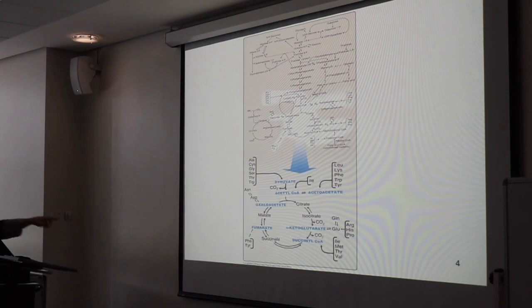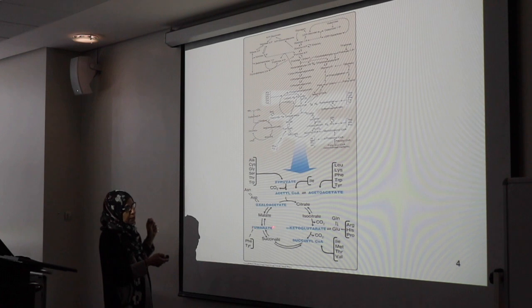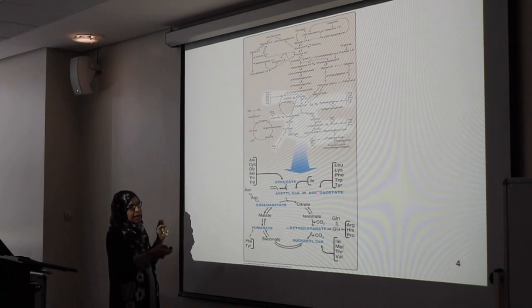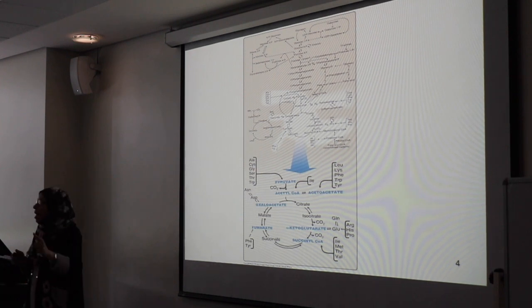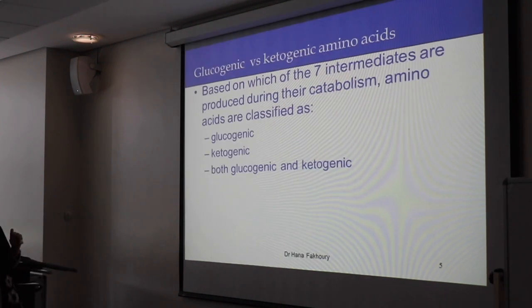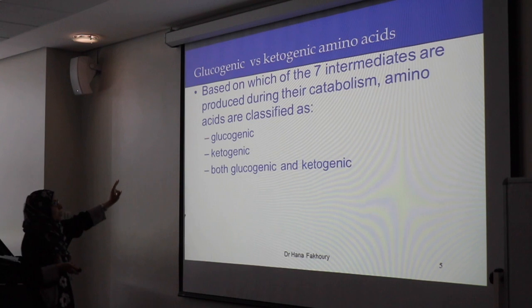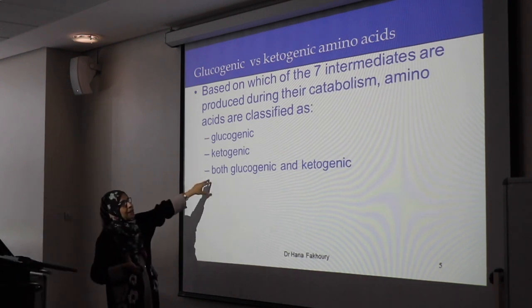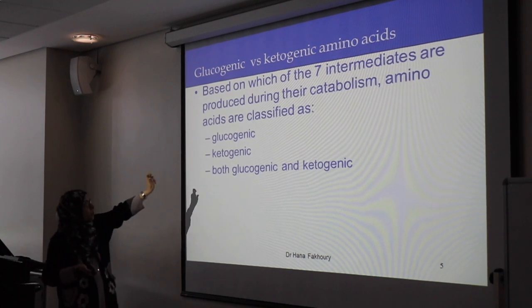Can you find another example of a molecule? Phenylalanine. Where is phenylalanine? It's here. It can give me fumarate, but it can also give me acetoacetate. So phenylalanine is both gluco and ketogenic. Tyrosine is another example. We will come back to them later, but this is the classification depending on what is the end product of their catabolism. So gluco, keto, or both.